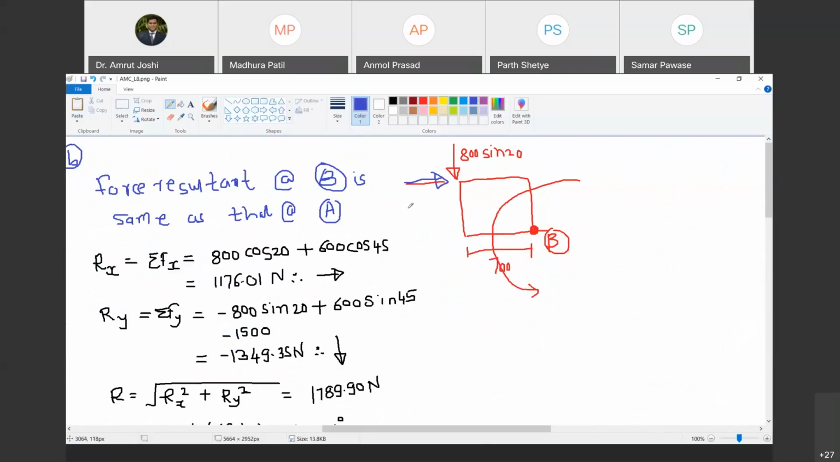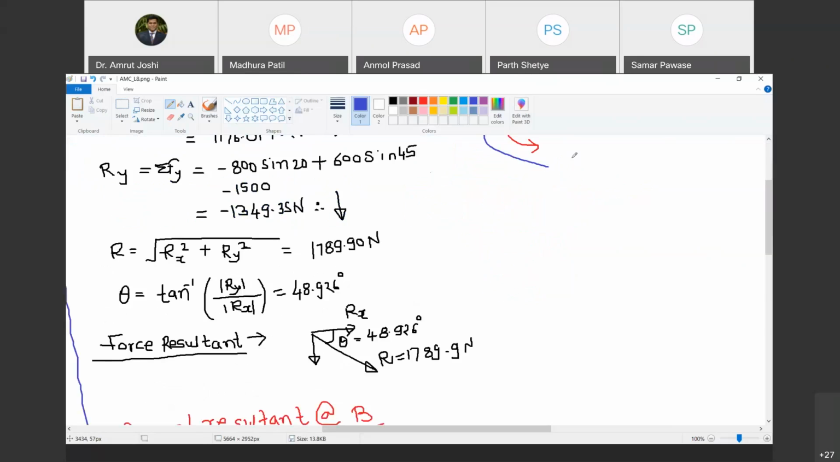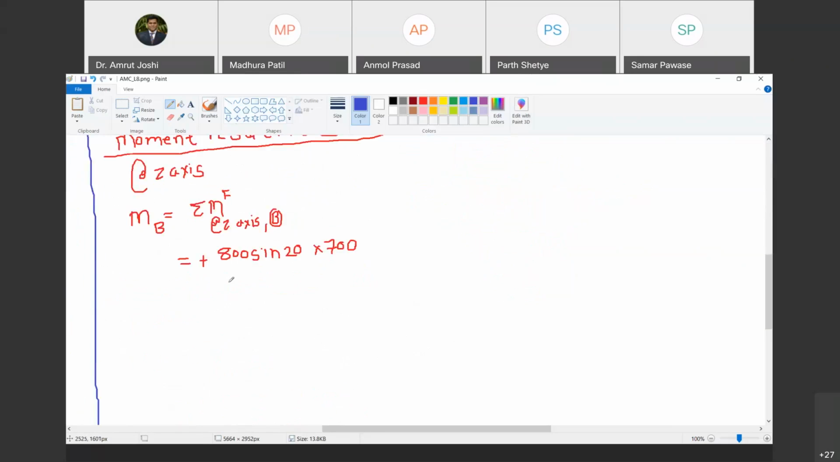So this is how much? 800 cos 20. And how much is this distance? This distance is 800 mm. And what kind of moment does it produce about B? Clockwise or anti-clockwise? Clockwise. So I will have to say minus 800 cos 20 into 800. Are you with me?